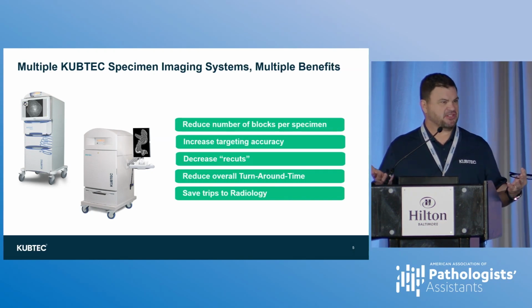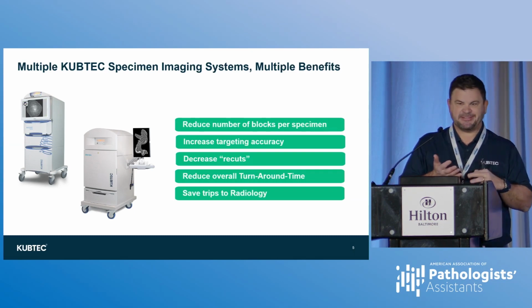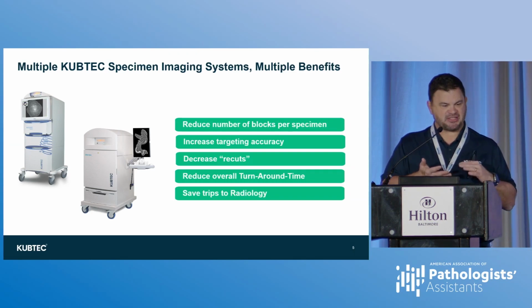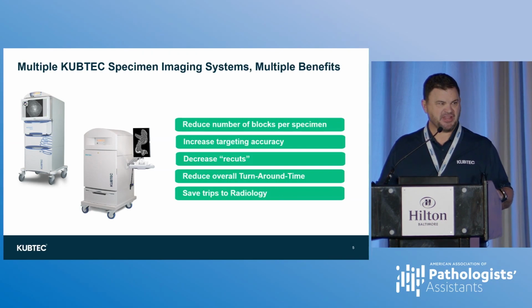Why use specimen imaging in your gross room? It reduces the number of blocks. You can be more accurate with your targeting. Decrease recuts. Reduce overall turnaround time, and of course, save yourself from that long walk to radiology.